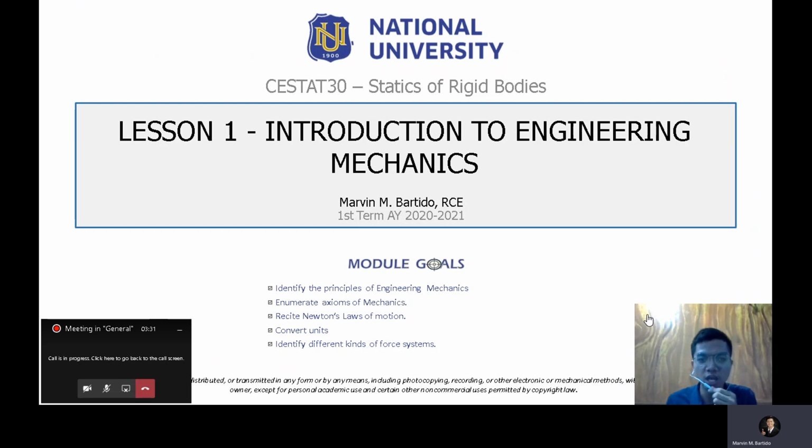Students must be able to, first, identify the principles of engineering mechanics. The second is to enumerate axioms of mechanics. The third is to recite Newton's laws of motion. The fourth is to convert units, and the last is to identify different kinds of force systems.